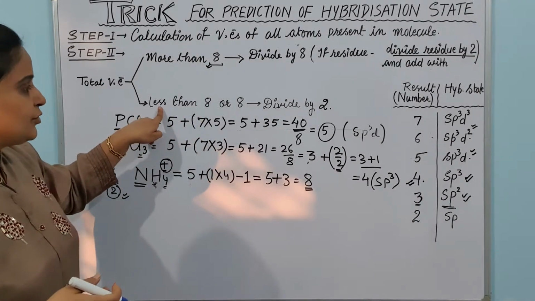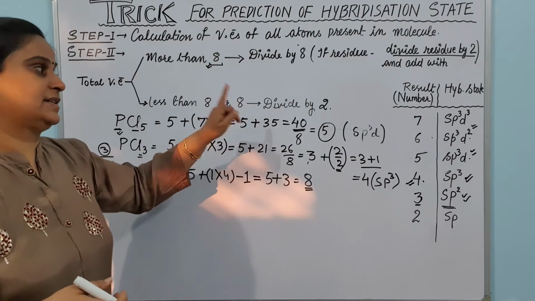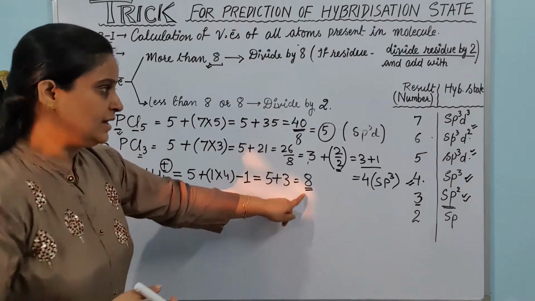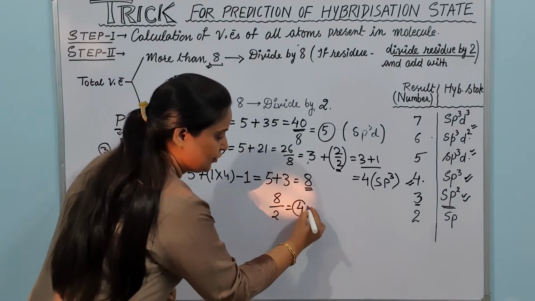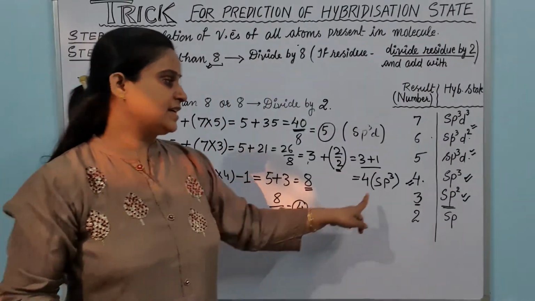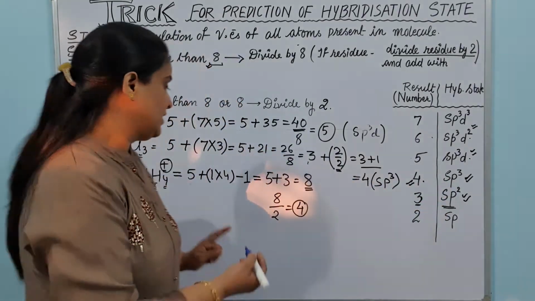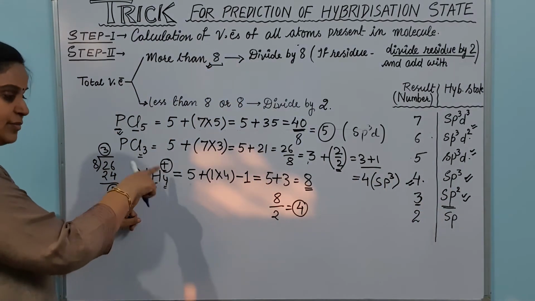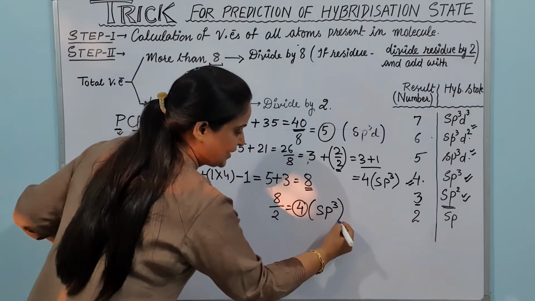So how do I have to deal with this number? If the number is 8 or less than 8, I have to divide this number by 2. So I am dividing this 8 by 2 and getting what? 4. 4 means the hybridization state of the element in the molecule is sp3. So nitrogen in this ammonium ion is showing hybridization state sp3.